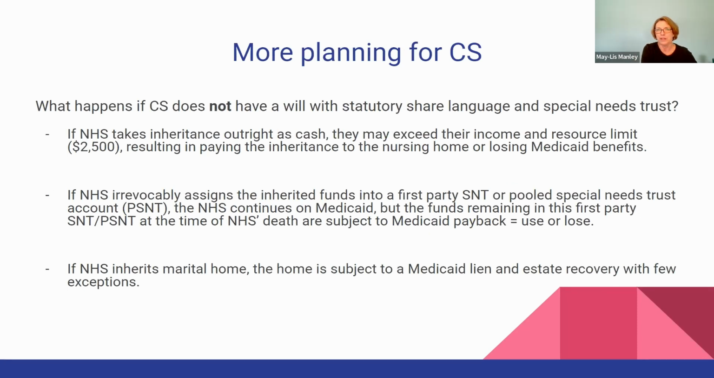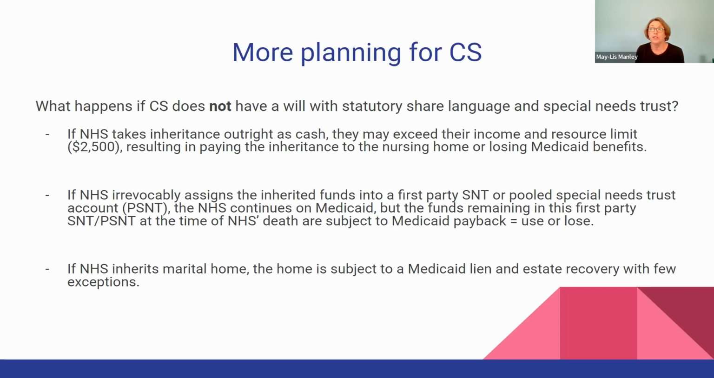Well, what would happen if the community spouse does not have a will with the statutory language in the special needs trust? Well, if the nursing home spouse takes their inheritance outright as cash, there are funds there. Depending on the value of those funds, they might just have to pay some of it to the nursing home as part of their patient pay amount, or they could actually end up losing Medicaid if they put the funds into their bank account and don't spend down, and they end up having more than $2,500 a month after they receive it in their bank account.